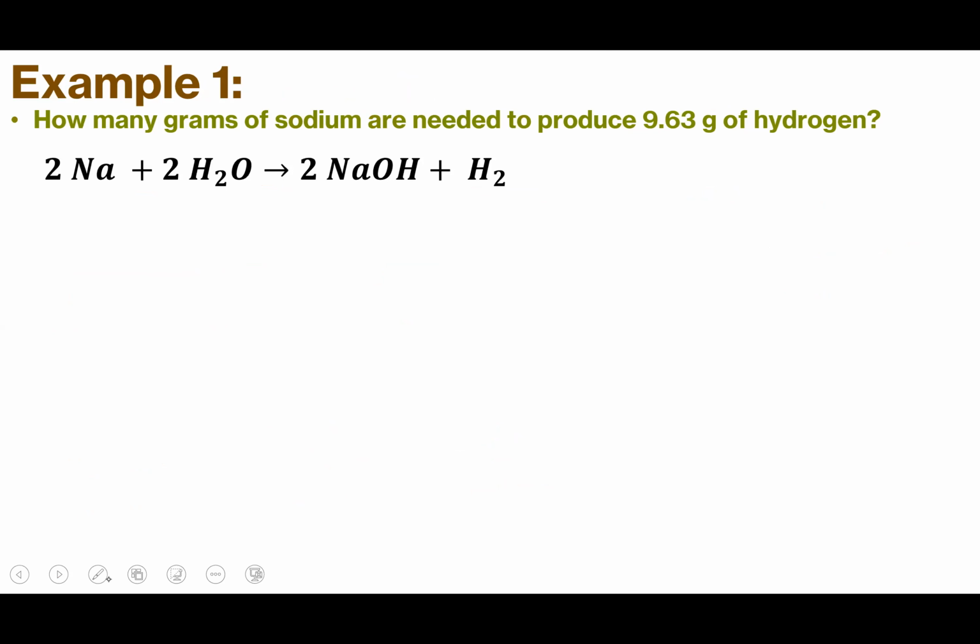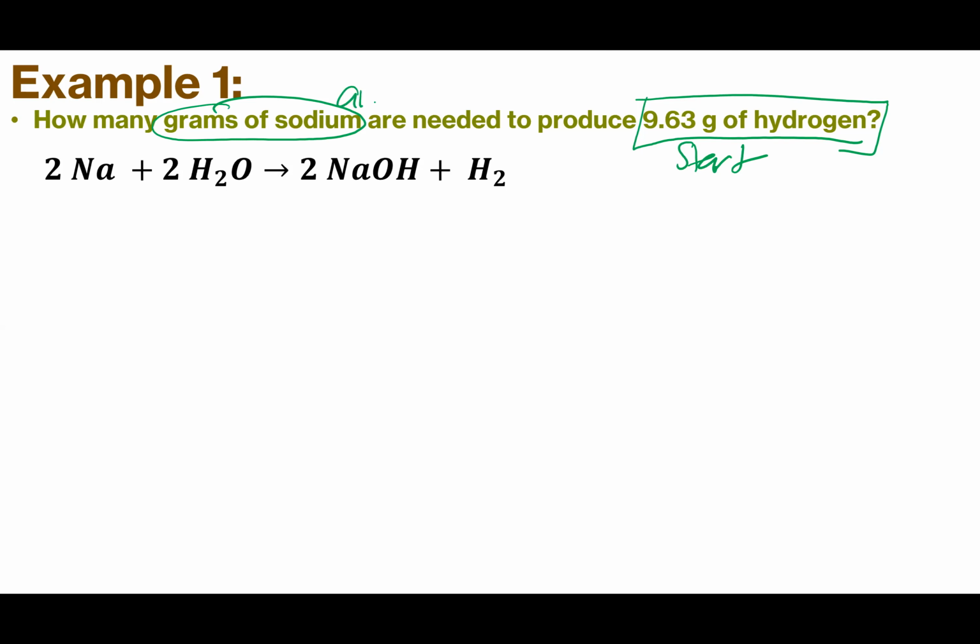All right, here's an example. How many grams of sodium are needed to produce 9.63 grams of hydrogen? Remember our dimensional analysis stuff, we want to find where to start. This is our good start, 9.63 grams of hydrogen, because it's the only piece of data we got. And our answer then is going to be grams of sodium, because that's what we're asked to find.